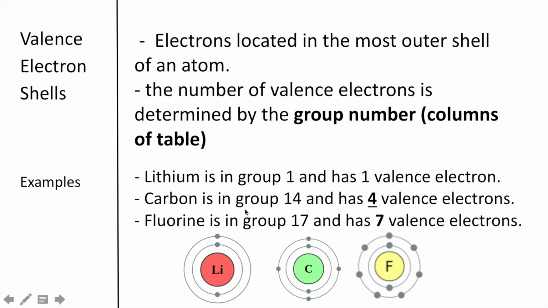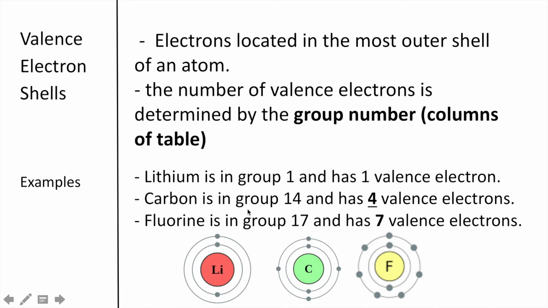So for example, if you were to look at your periodic table and find lithium, lithium is located in group 1. And because it is located in group 1, it has 1 valence electron. Now remember, it is also located in period 2, so we know it has 2 shells, and in the outermost shell, it is going to have 1 electron. So we say that it has 1 valence electron.